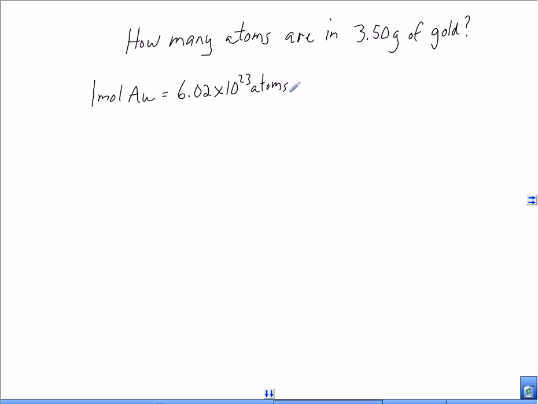And I also know, when I look on the periodic table, that 1 mole of gold, the molar mass of gold, is 196.97 grams. And these are all equal. If A equals B equals C, I can use any of those three in any combination if I'm doing the conversion for it.